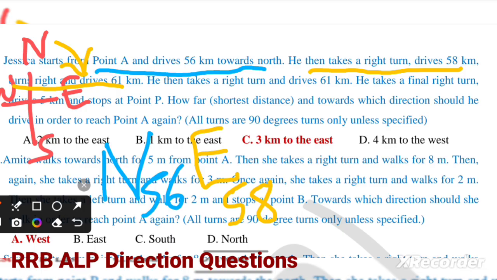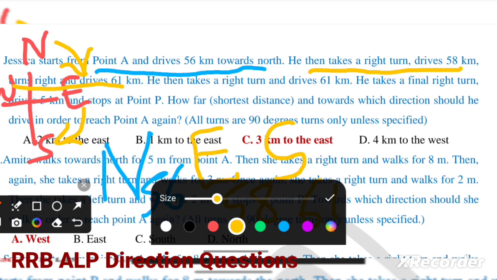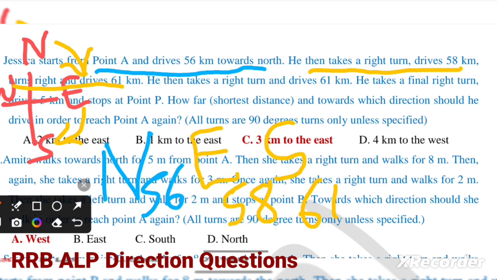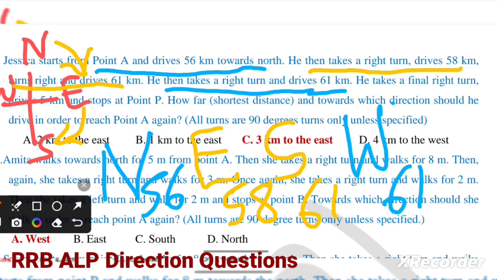Next again he turns right and drives 61 km. So for east, right means it is south. Okay, south how much? 61 km. Again he takes a right turn, drives 61 km. Again right turn means W61. So he takes a final right turn, drives 5 km and stops at point P. So for west, right means again what will you get? North, how much? 5 km.